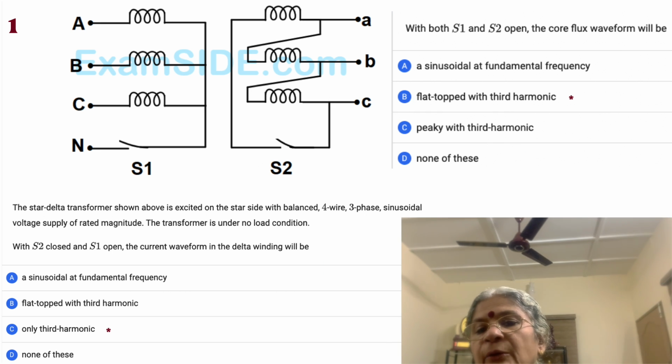Okay, let's look at the second part of the question. With both S1 and S2 open. So what has happened when S1 is open? Earlier S1 was open. Now also S1 is open, but S2 is also open. Now it's not a delta. In other words, it has become completely unbalanced. So there's definitely a possibility of having harmonics.